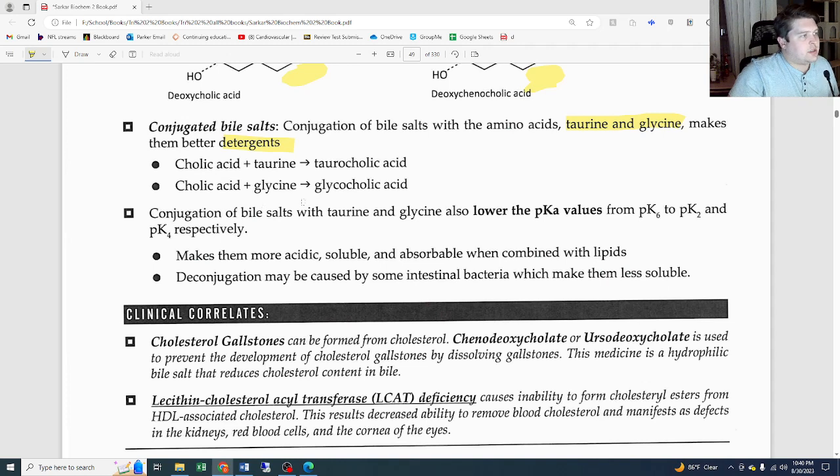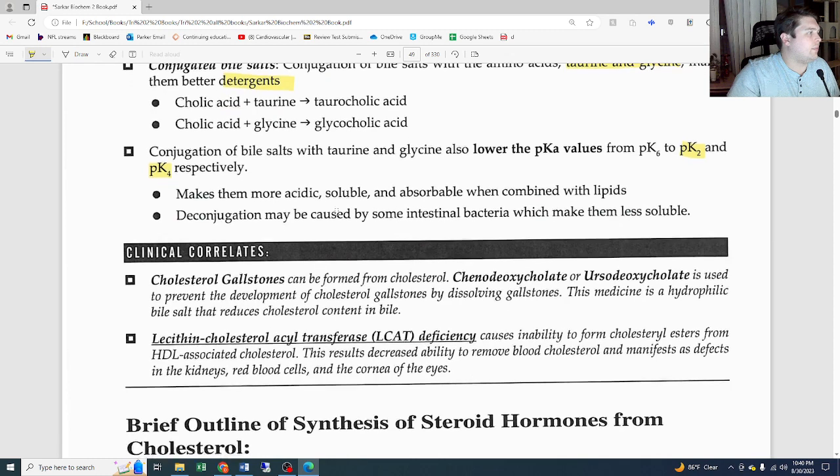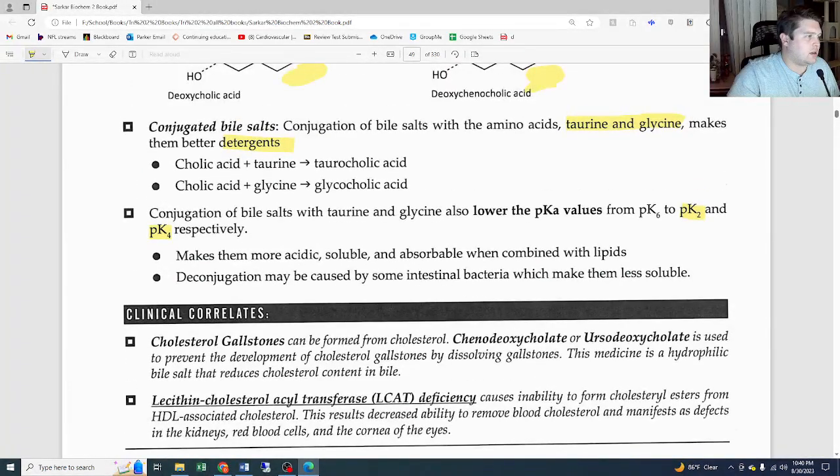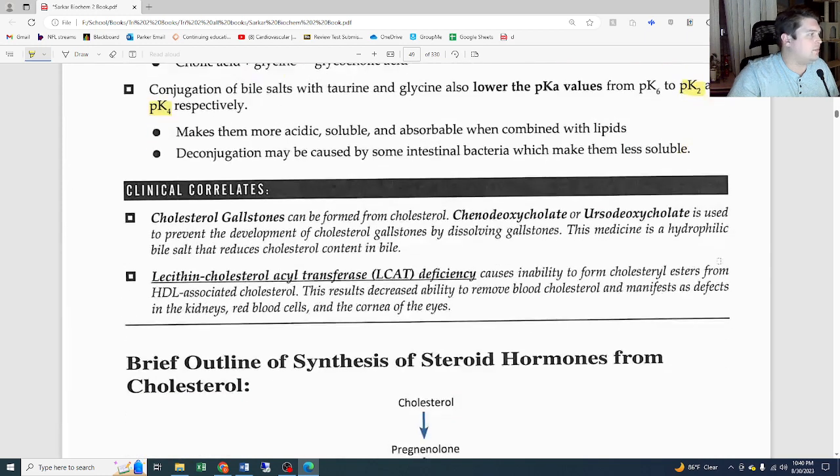Conjugation of bile salts with taurine and glycine also lowers the pKa value from pK6 to pK2 and pK4 respectively. So with taurine, it lowers it to pK2 and glycine to pK4. And that makes them more acidic, soluble, and absorbable when combined with lipids. Deconjugation may be caused by some intestinal bacteria, which make them less soluble.